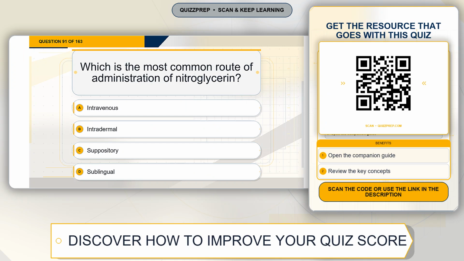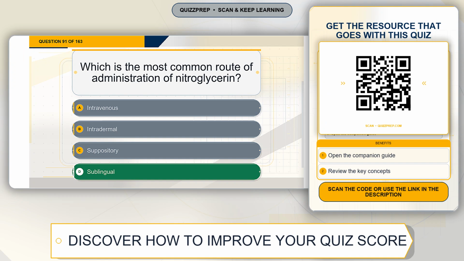Question 91. Which is the most common route of administration of nitroglycerin? Option A, intravenous. Option B, intradermal. Option C, suppository. Option D, sublingual. The correct answer is option D, sublingual.